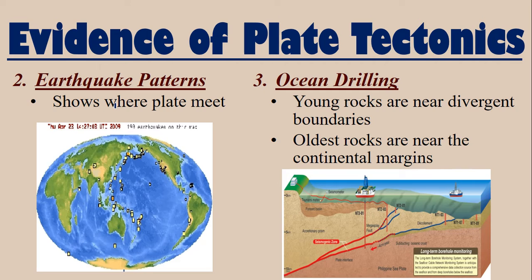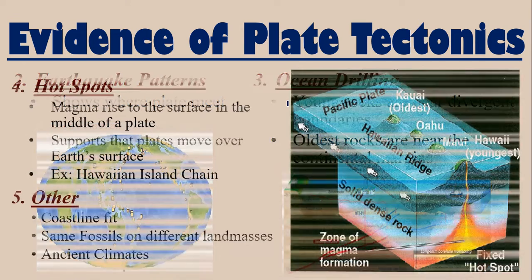You can also look at earthquake patterns. Earthquakes are usually associated with plate boundaries, so they show where some of the plates meet. We also look at ocean drilling. We drill in the ocean for oil, and we notice that rocks near divergent boundaries are younger, and rocks near the continental margin are older. That means they must be making new crust at some points along the Earth.